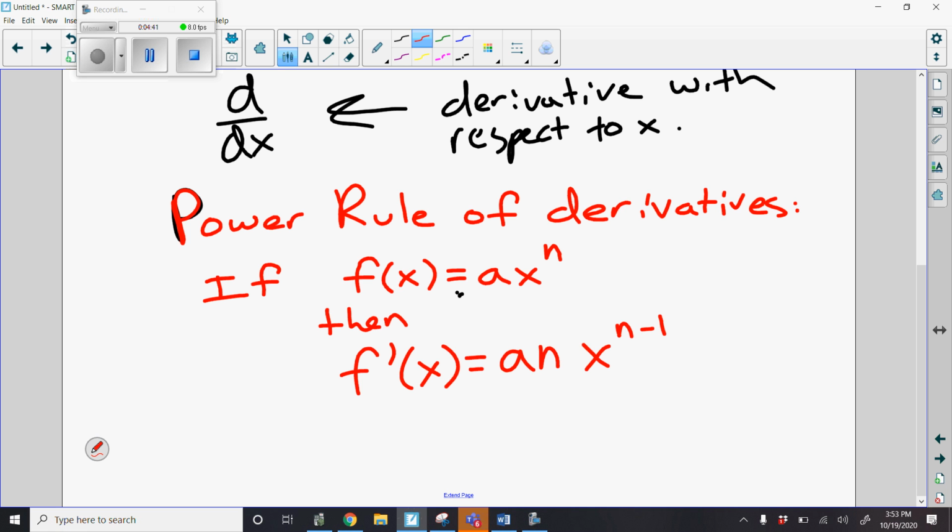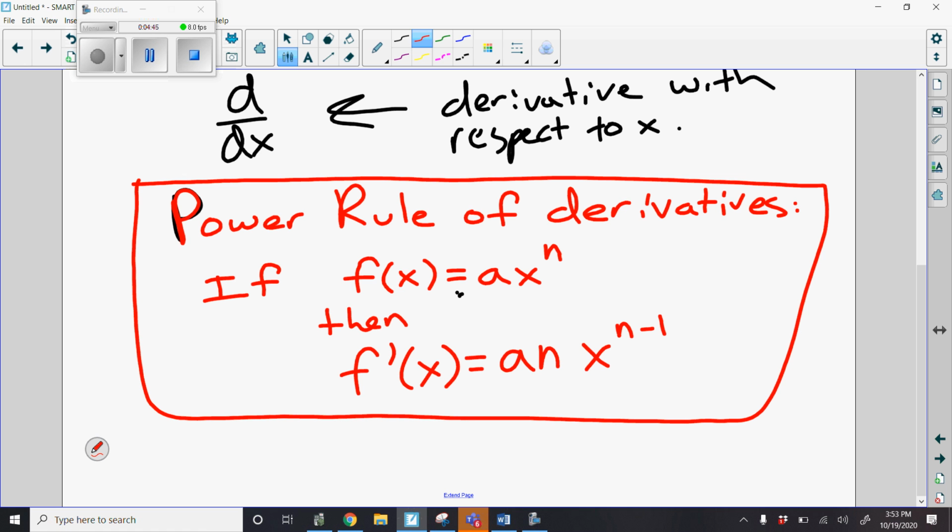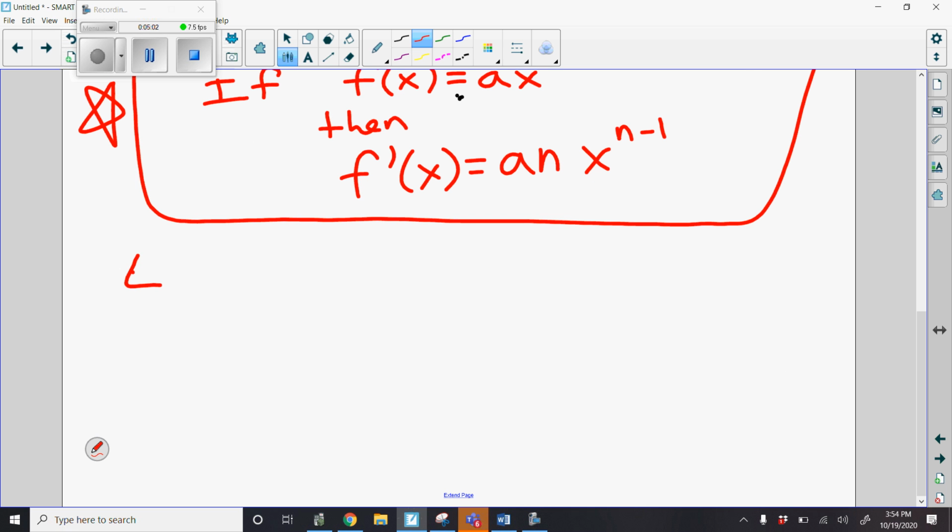Okay, so this is a big rule. Again, it's written in a general sense here. But this allows us to solve polynomial derivatives, quite a few actually, in a much easier sense. So let's try a couple of examples.